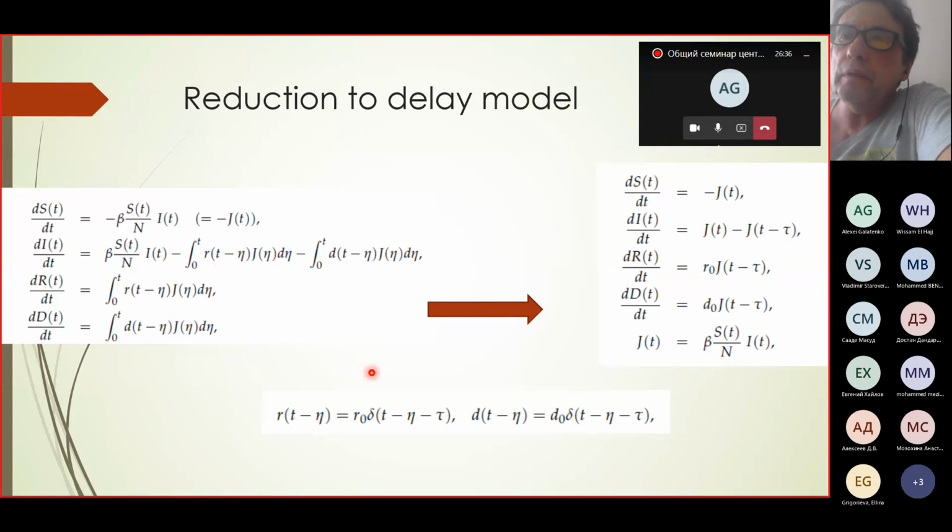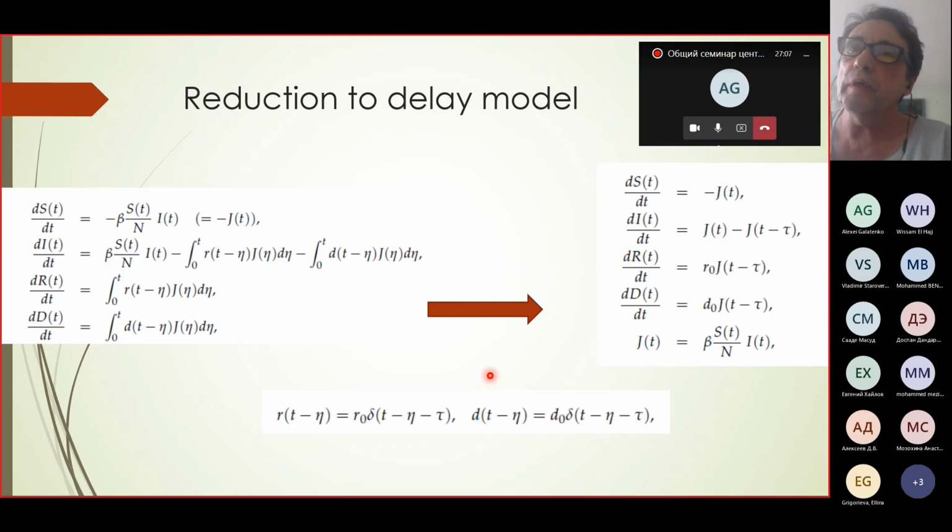Now if we consider another form of these distributions as delta functions written here, then we can reduce this distributed model to this pointwise delay. Of course, this is also a simplification, but a useful one, because here we don't need to know exactly the form of these distributions. As before, tau here is the duration of the disease. So of course it is an approximation.